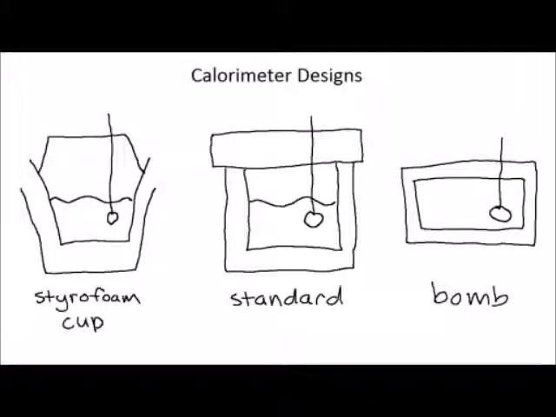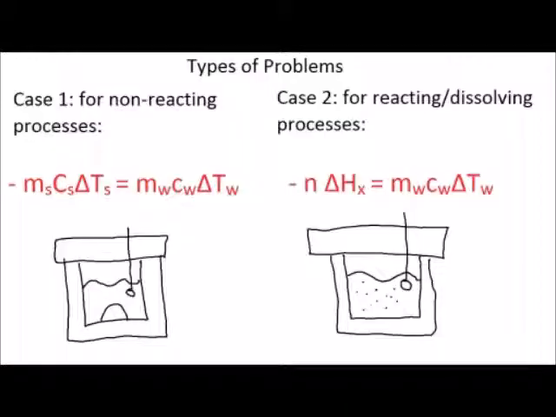There are several calorimeter designs, but they all follow the same general outline. They contain insulation, a thermometer, and water. The temperature of the water is measured before and after the substance is added. This data is used for several calculations. There are two types of calorimetry problems. Case 1 for non-reacting processes, and Case 2 for reacting and dissolving processes. In this lesson, we'll be focusing on Case 2.